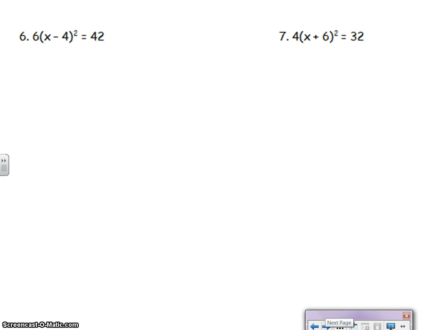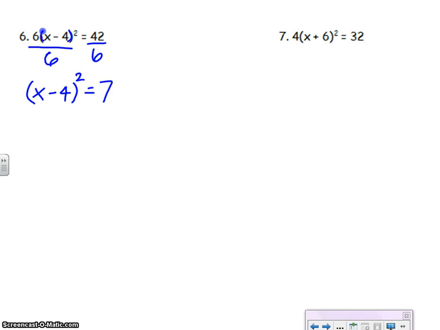So we're trying to isolate what's being squared, and what's being squared in number 6 is the x minus 4. So we're going to first try and isolate that. So we're going to divide by 6 on both sides. And now we're left with x minus 4 squared is equal to 7. This is when we're going to take our square root.